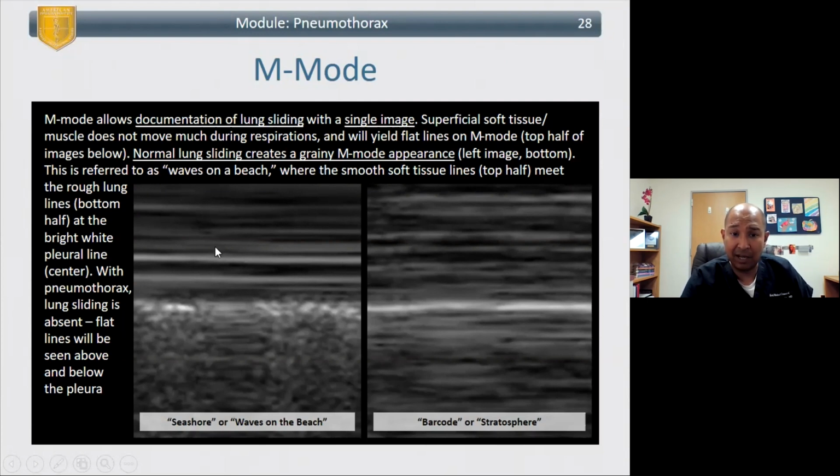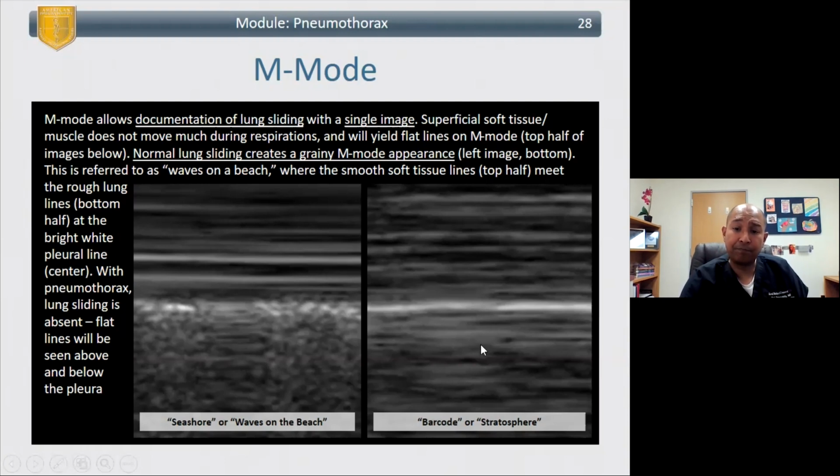But when I breathe, it's not my soft tissue that moves, it's my what? It's my pleura. My pleura is going to be what? Sliding on each other. So that's why right here is where the pleura is, and they're moving. That's why it's all grainy. That's why it's all sandy. That's why it's the seashore sign, waves on the beach.